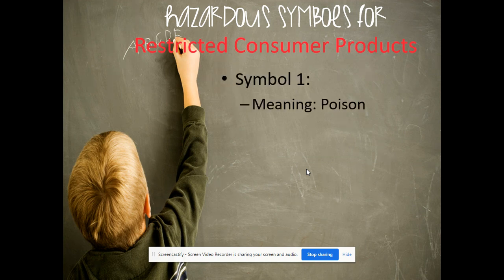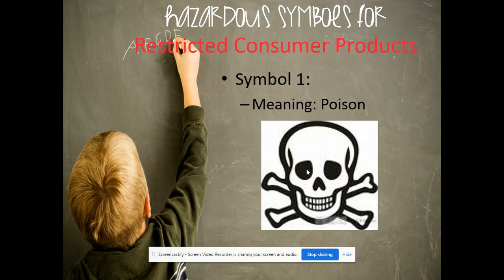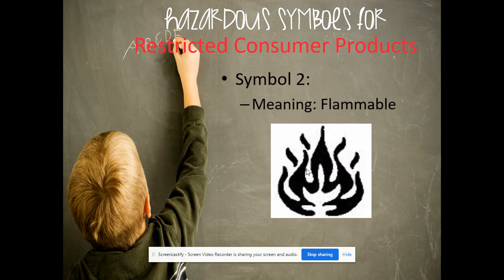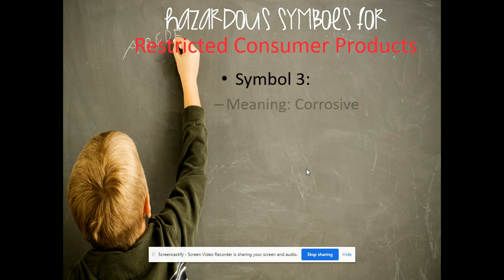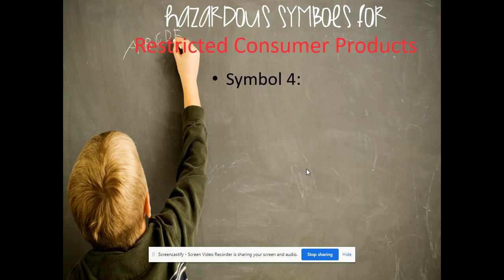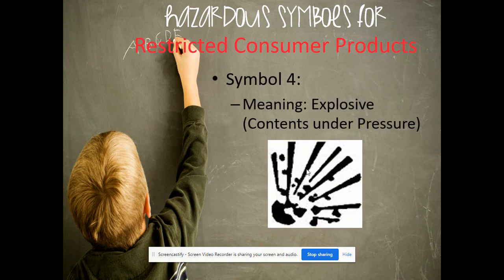Okay, so the first one means poison. Oops, sorry, I got a little bit faster there. And you can just label it underneath. The next one is flammable. And the next one is corrosive. That's supposed to be a hand that's been dipped in acid and it's eaten away the hand, and all you have left is the bones. And the next one means explosive, contents under pressure.